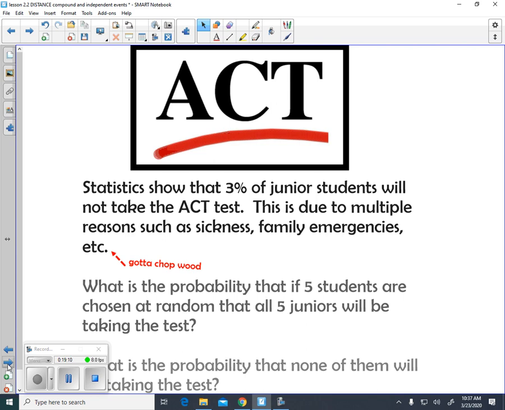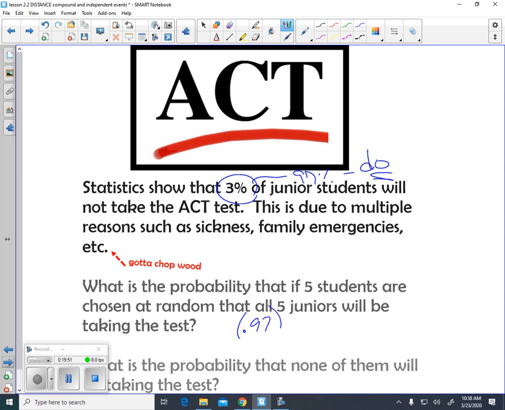One more example real quick. Statistics show that 3% of junior students will not take the ACT test. Of course, now with this virus thing going on, that's totally changing, but let's pretend it's a normal year. So normally 3% of our students don't take the ACT. That means 97% do take the test. What's the probability that if 5 students are chosen at random, all 5 juniors will be taking the test? So what percent do take the test?